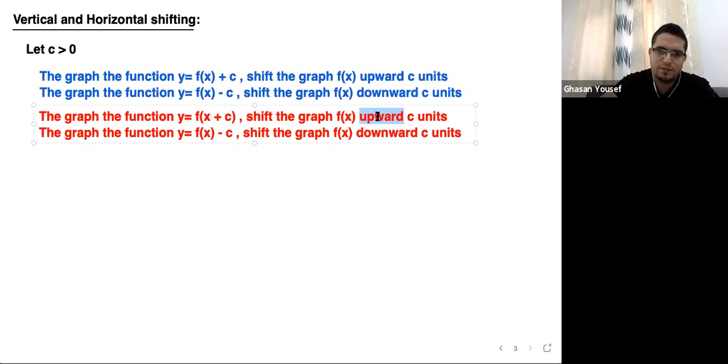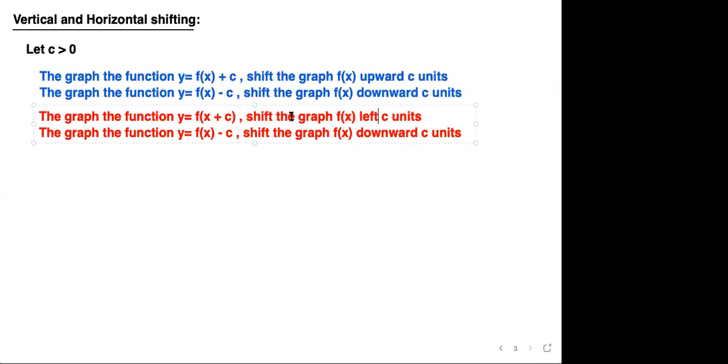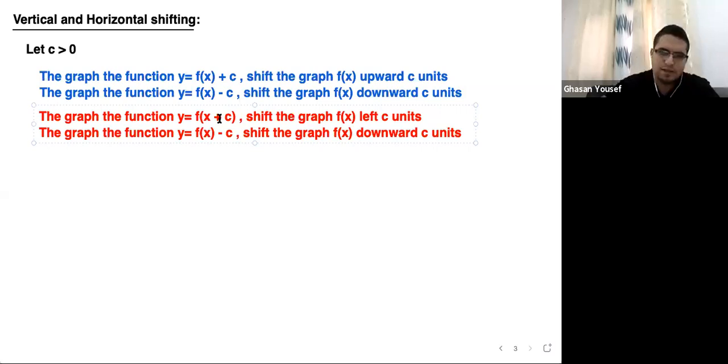How can we shift it? If the number is positive and inside the parentheses, as I said last time, we have to shift it to the left. Okay? We shift it to the left, not to the right. And if the number is inside the parentheses and it's negative, we shift it to the right c units. So it's opposite: positive, left; negative, right.